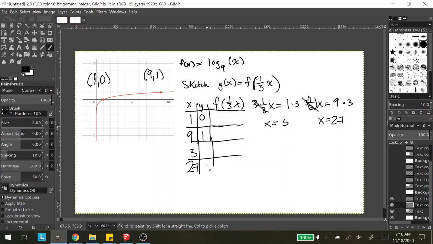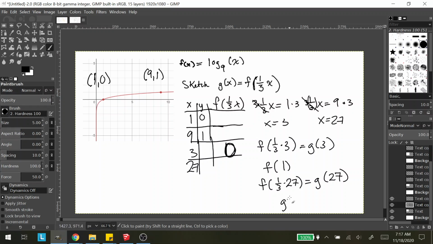So these are the ones that I want. I'm going to be using 3, and I'm going to be using 27. Well, when I plug in f of 1/3 times 3, which is really my g of 3, g of 3 is the same thing as f of 1. So this is my g, and when I have 1, I'm at 0. And if I do the same thing, g of 27 is equal to f of 9.